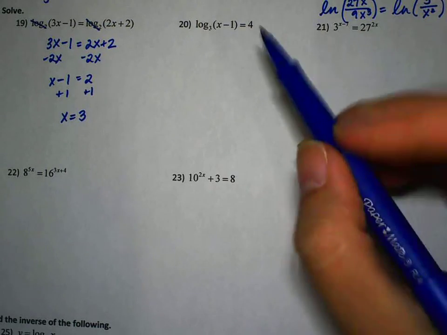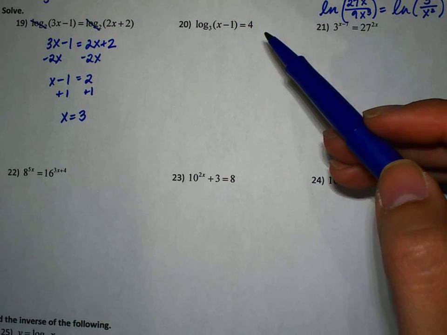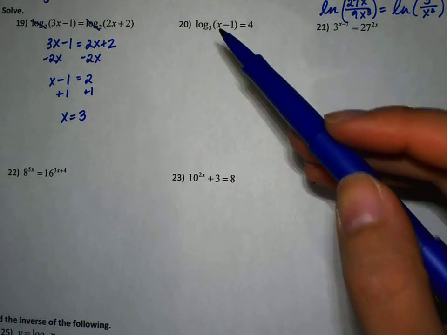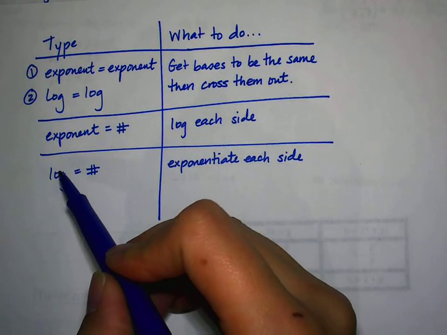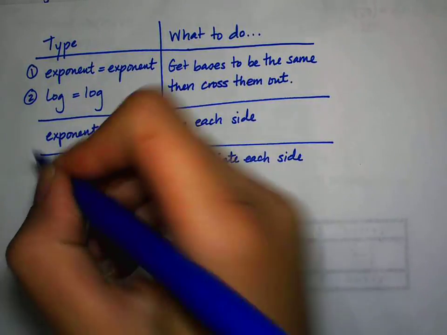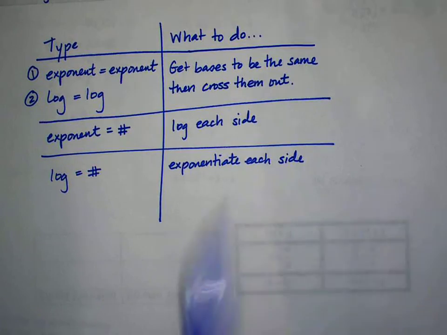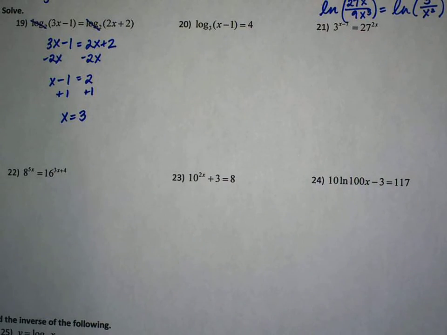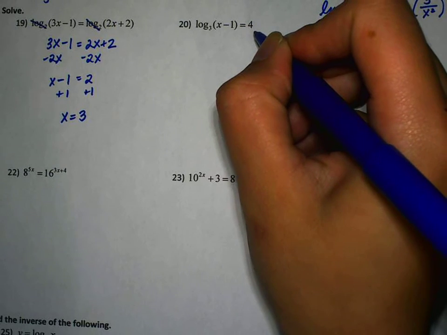Alright, for number 20, I also see something that's a little bit different. I don't have a log on the right side, I only have a log on the left. So let's go back to our chart. What I have here is the bottom case: a log is equal to a number. When a log is equal to a number, we're going to exponentiate each side. That doesn't mean I'm going to have to use an exponent. That means I actually have to change these into the exponent.